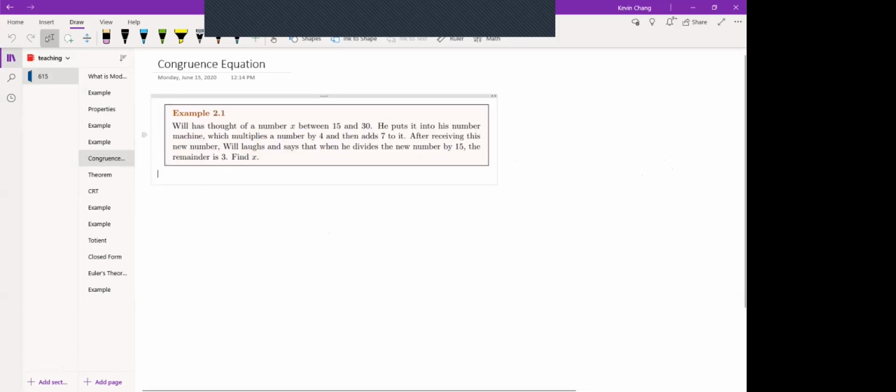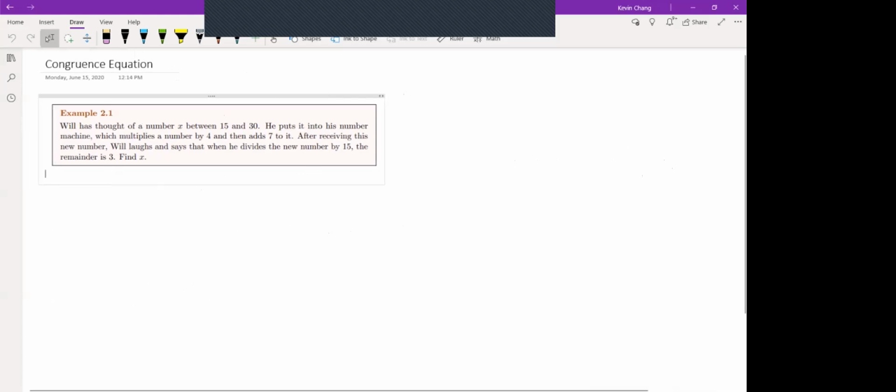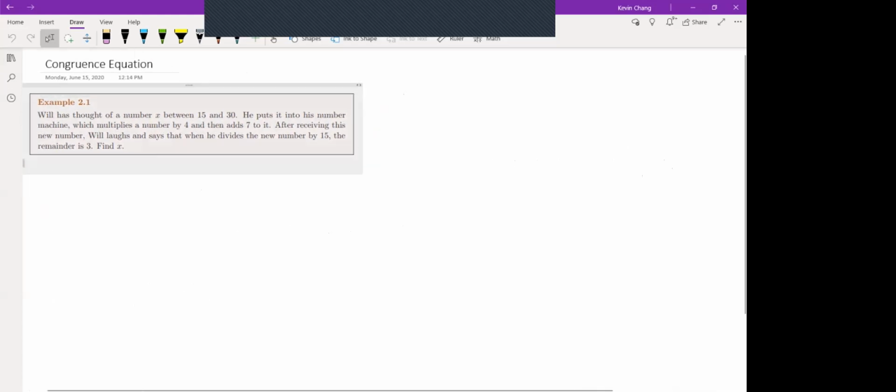So I have a word problem that I had made up. Will has thought of a number X between 15 and 30, and he puts this number into his number machine, which multiplies a number by 4 and then adds 7 to it. And after receiving this new number, Will laughs and he says that when he divides the new number by 15, the remainder is 3. And so find what X is.